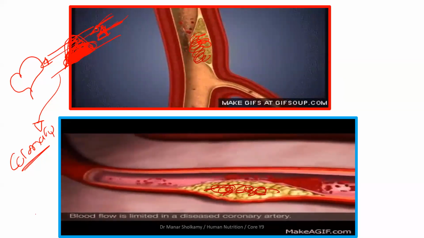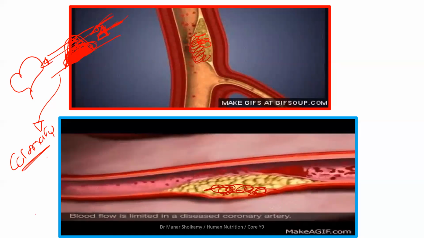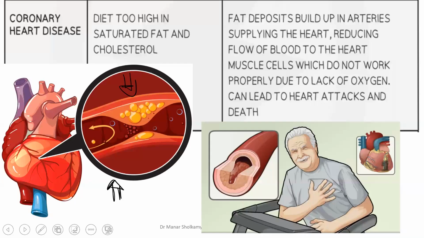Less pumping of blood. Heart attack. Because of loss of pumping, oh yes, you are correct. Imagine your heart is not receiving blood. Imagine your heart is not receiving oxygen. It's not receiving glucose. Will it be able to contract? Will it be able to pump? No. And this can cause a heart attack like this poor man, and this can be fatal.